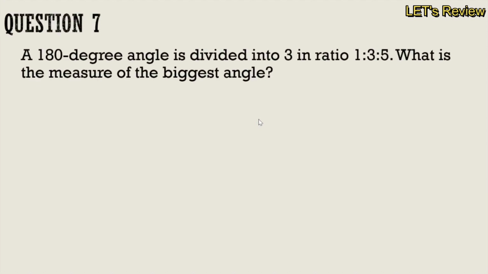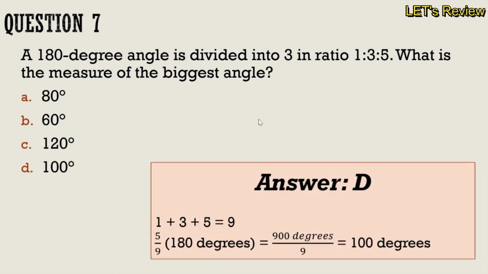Question 7. A 180-degree angle is divided into 3 in ratio 1:3:5. What is the measure of the biggest angle? A. 80 degrees, B. 60 degrees, C. 120 degrees, or D. 100 degrees. The answer is D. 1 plus 3 plus 5 is equal to 9. So 5 over 9 times 180 degrees is equal to 900 degrees divided by 9 is 100 degrees.